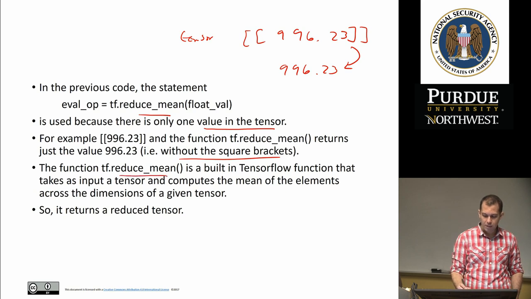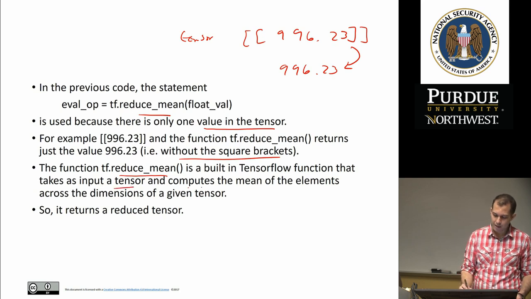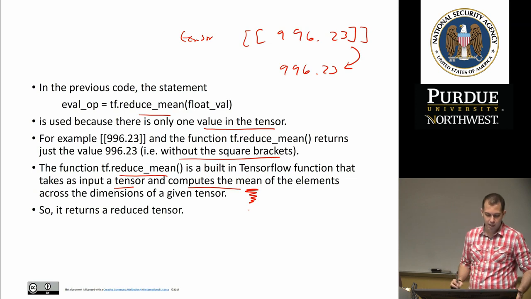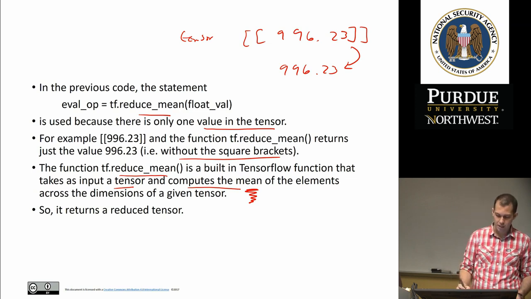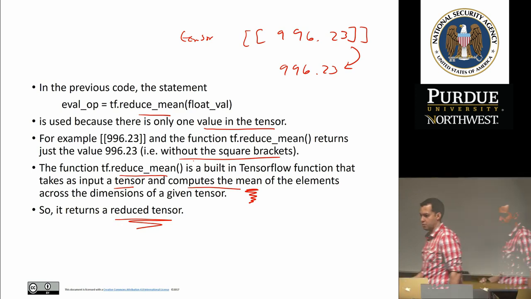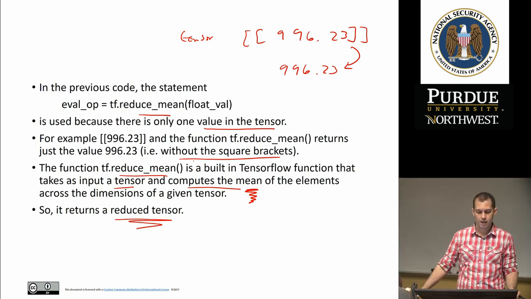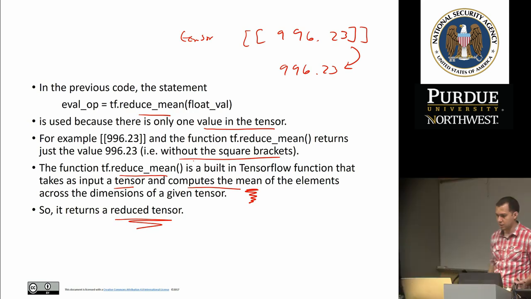So tf.reduce_mean is a built-in TensorFlow function that takes as input a tensor and computes the mean of it. So it computes the mean of the elements across the dimensions of a given tensor, and it returns a reduced tensor. In this case, the mean of just one value is itself. And so it's actually a convenient way of getting our data out of the tensor. And you'll see these kinds of little tricks sometimes in TensorFlow. Whenever you're writing your code, you'll see these approaches.